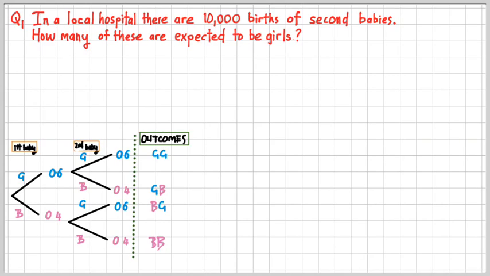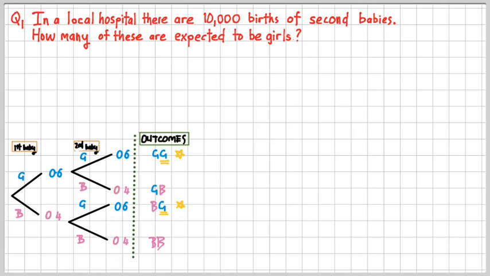First question, in a local hospital there are 10,000 births of second babies. So imagine a family who already has a child, and in a local hospital they're giving birth to their second child. The question is, how many of these, the second children, are expected to be girls?